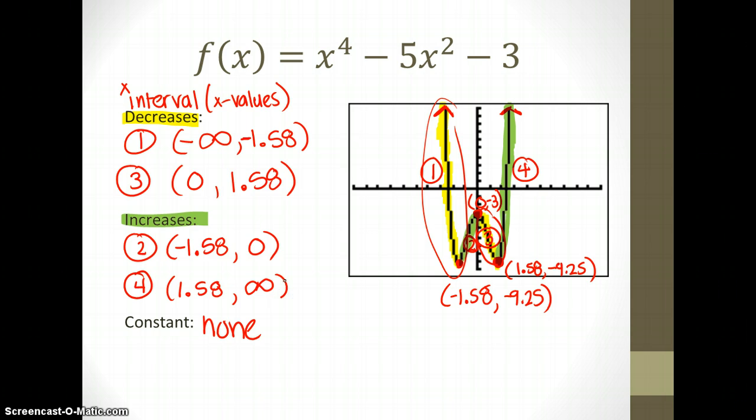Generally, when we're talking about increasing, decreasing, if you notice, for the interval notation I used the parentheses because it's not increasing at 1.58. It's after that that it starts going up.